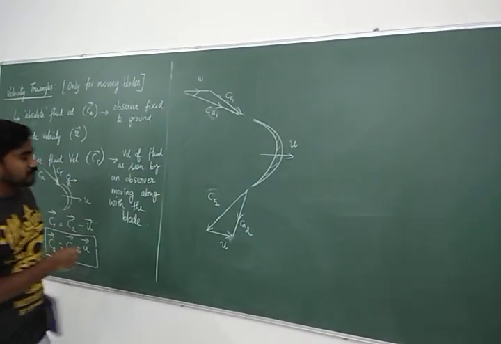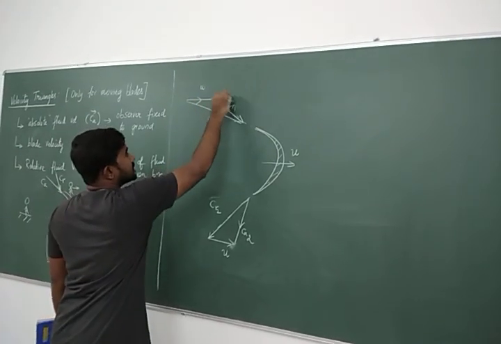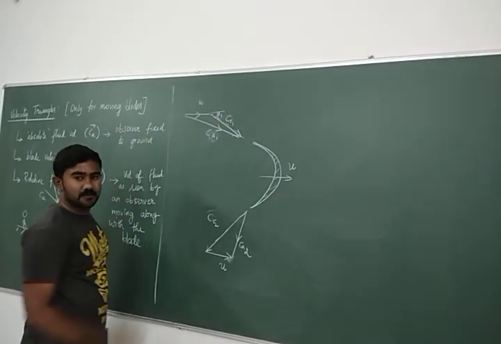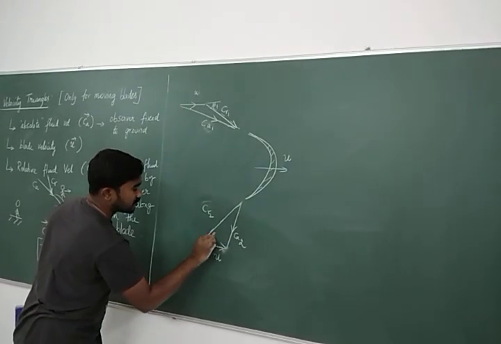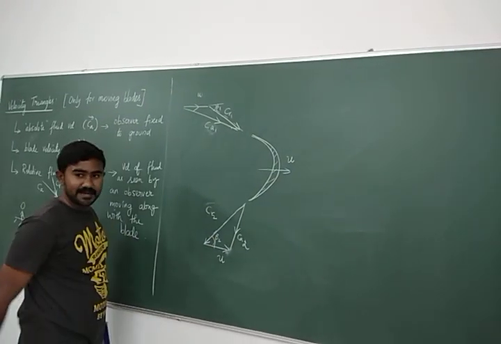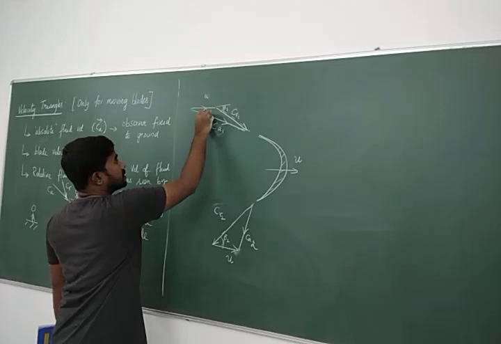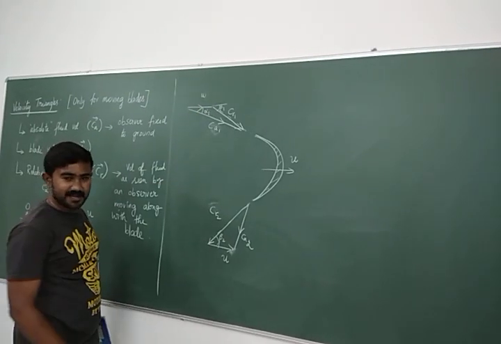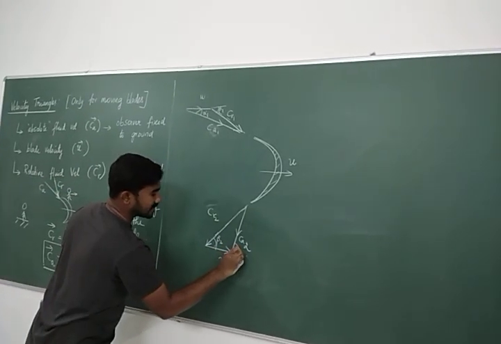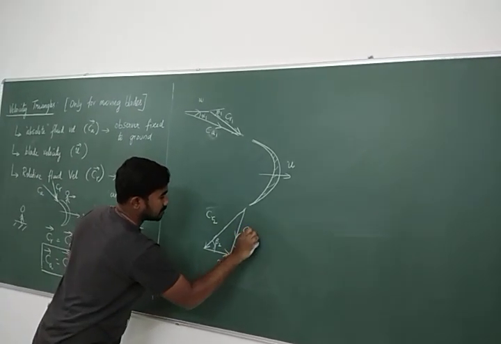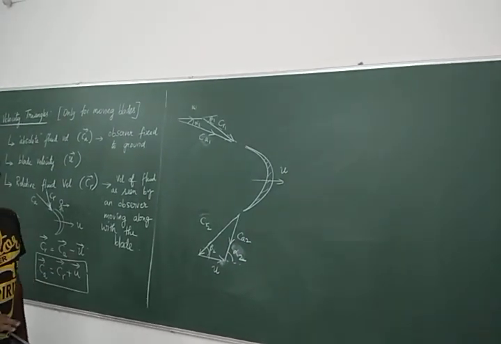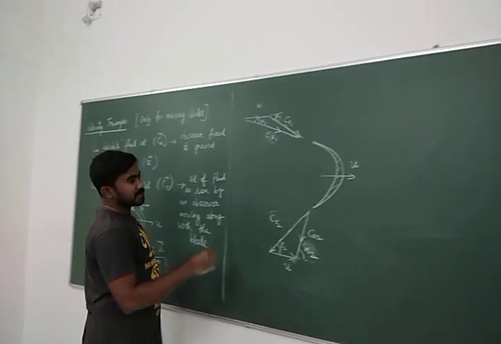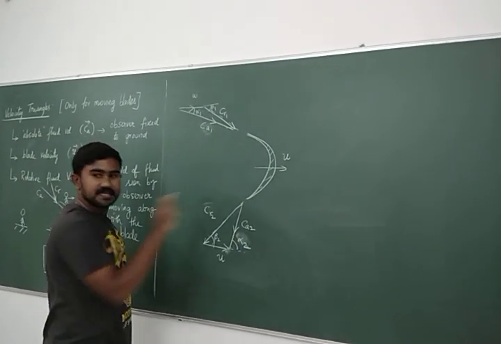And then you remember how the angles are made. CR1 makes an angle of beta 1 with the whirl direction. CR2 makes an angle of beta 2 with the whirl direction. CA1 makes an angle alpha 1 with the whirl direction. CA2 makes an angle alpha 2 with the whirl direction. Are you there? Now, as a last step, we are going to resolve CA1 and CA2.